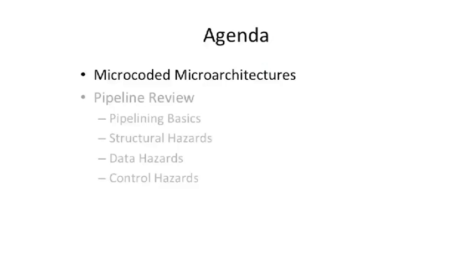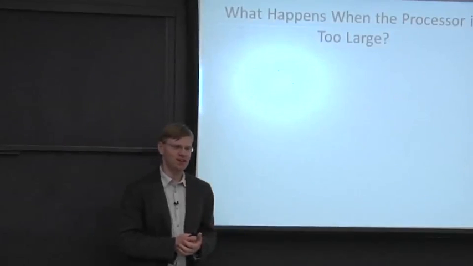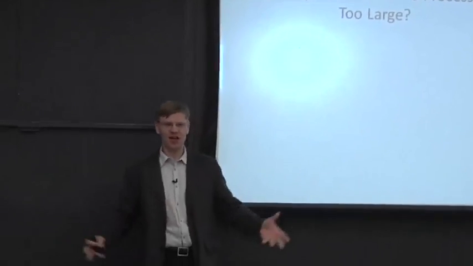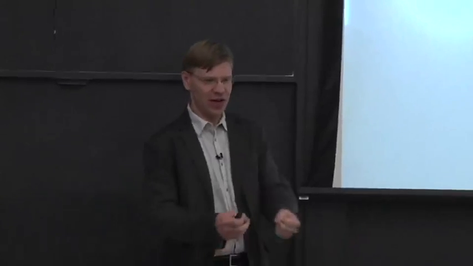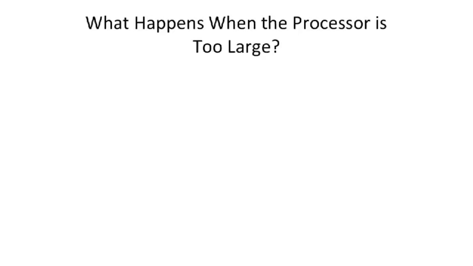OK, so let's start off by talking about microcoded microarchitectures. This is a problem that happened back when processors were first being designed, and you couldn't fit a lot of the processor in a room, let alone, as nowadays, on a chip. But one of the questions that comes up is, what happens when the processor is just too large to fit in a room or fit in a chip? How do you go about solving this?